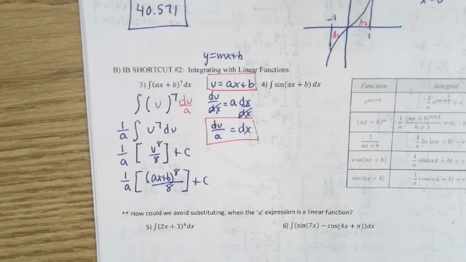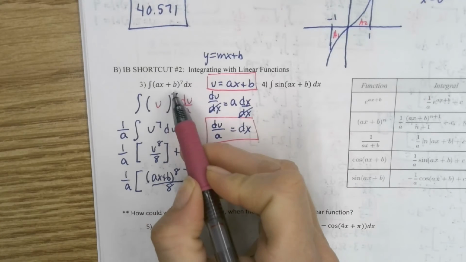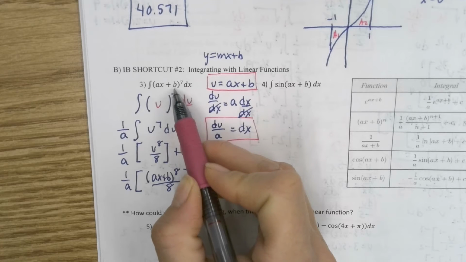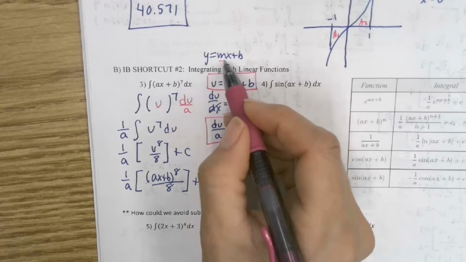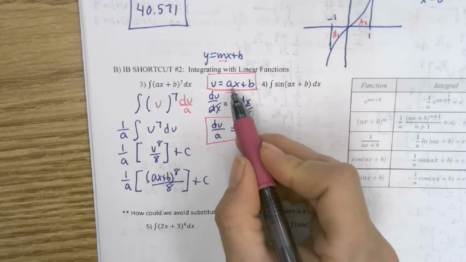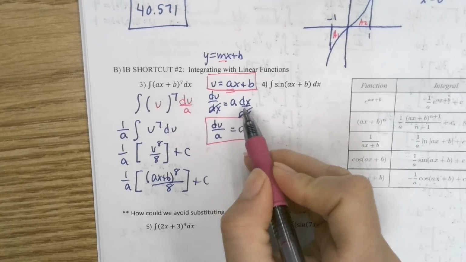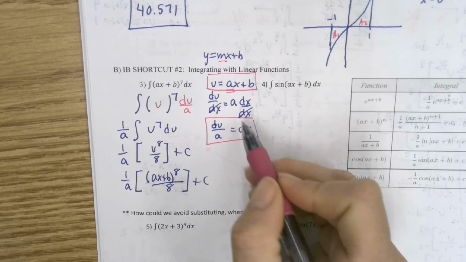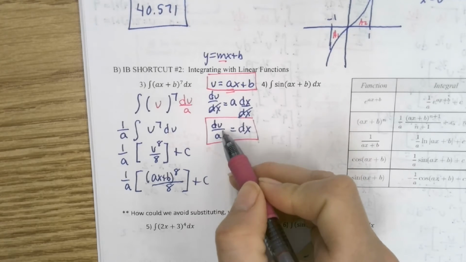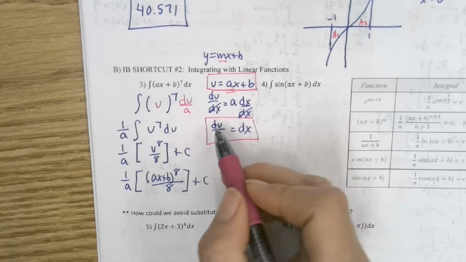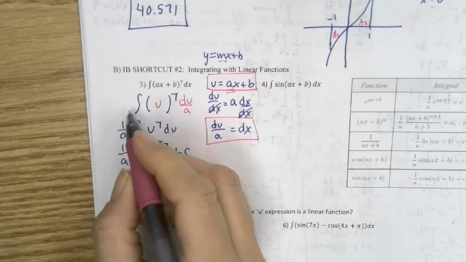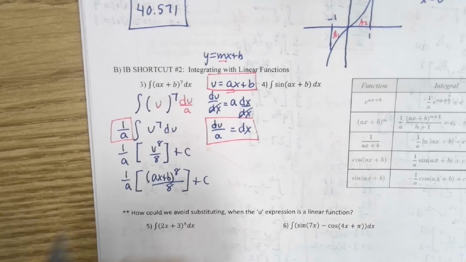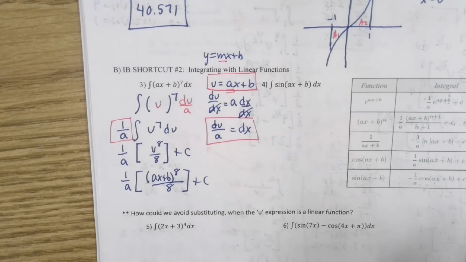All right, so what is this shortcut we're going to use? Well, with every single u substitution problem where I'm working with a linear function, its derivative will always be that a value, which is essentially the slope. And when you substitute in for dx, the a always divides and becomes a denominator. So it will always become a constant in a denominator. So it will always become a constant out here in the form of 1 over a.